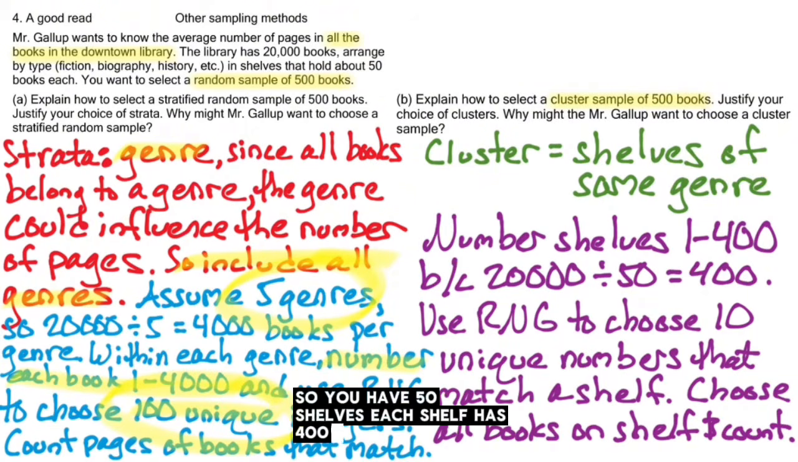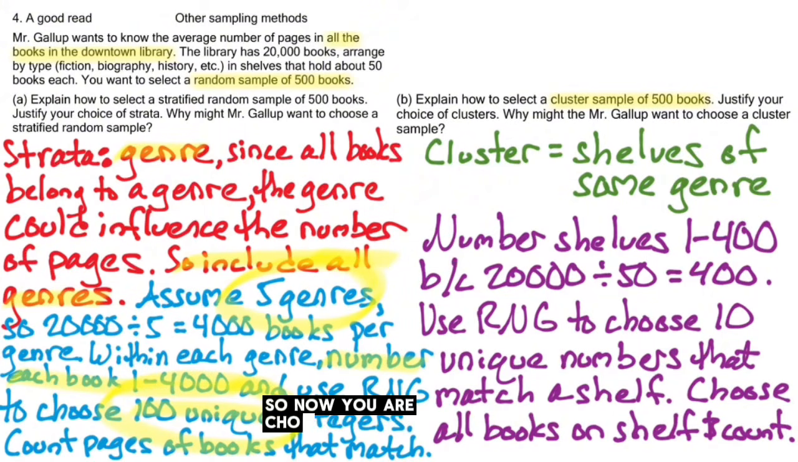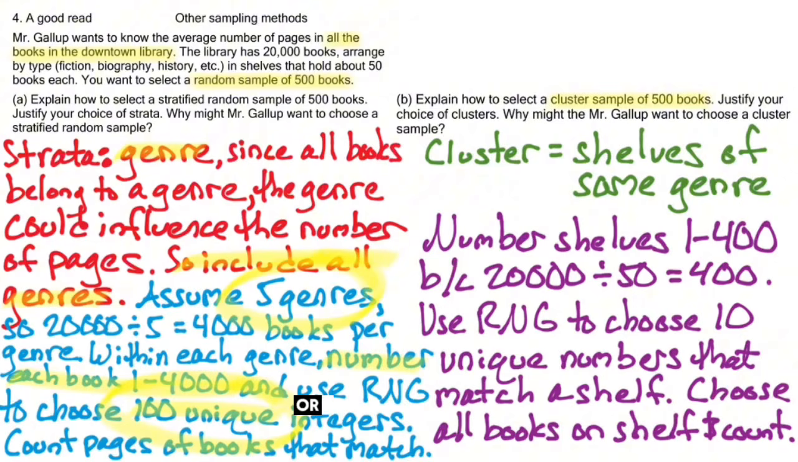Each shelf has 400 books. The random number generator would, let's just say to keep it simple, choose shelf 1 through 10. So now you are choosing the first 10 shelves, and you would count all the pages on all the books on those shelves, and that would allow you to get your average. Is it a quick procedure in this case? Definitely not, but it would at least ensure that you are avoiding bias to the best of your ability, or any other type of underlying factors that might not make your sample as random.